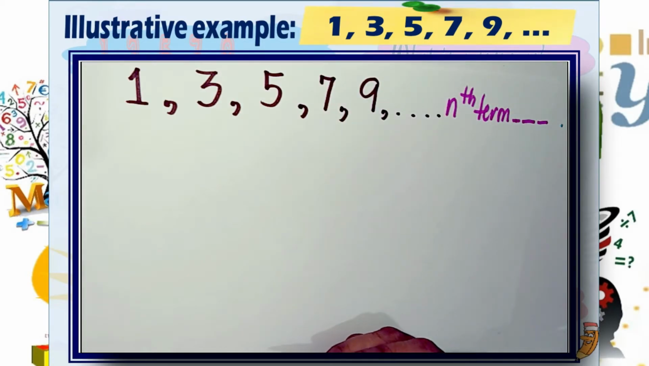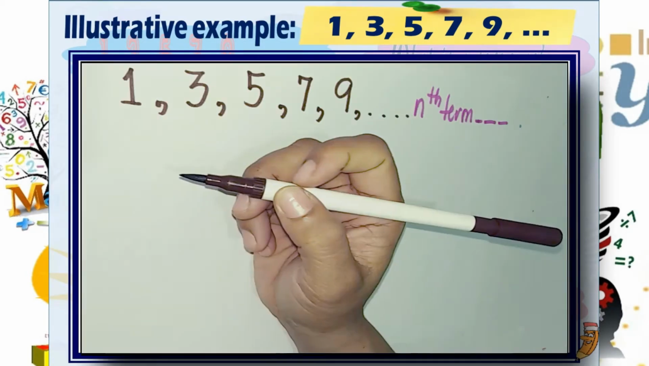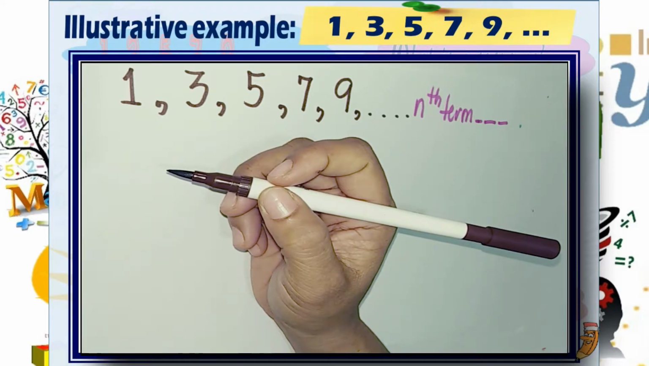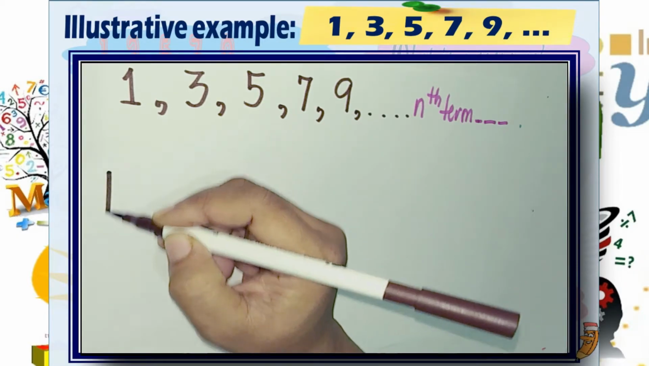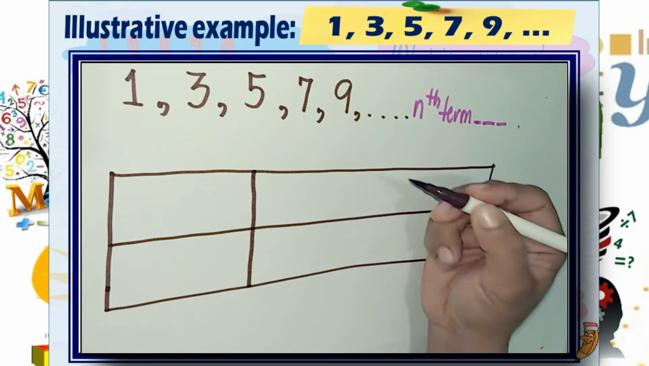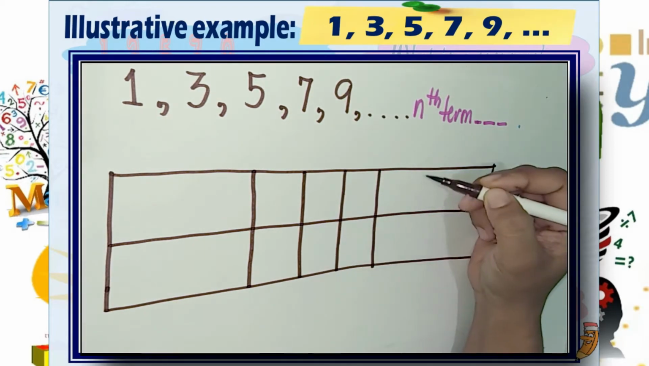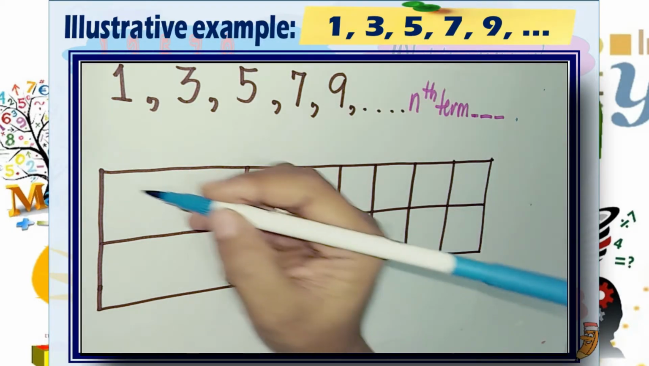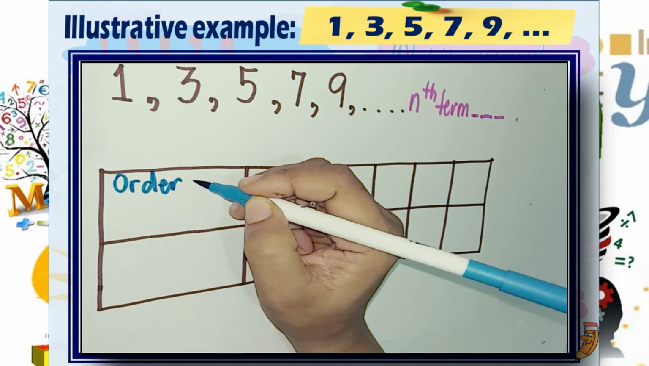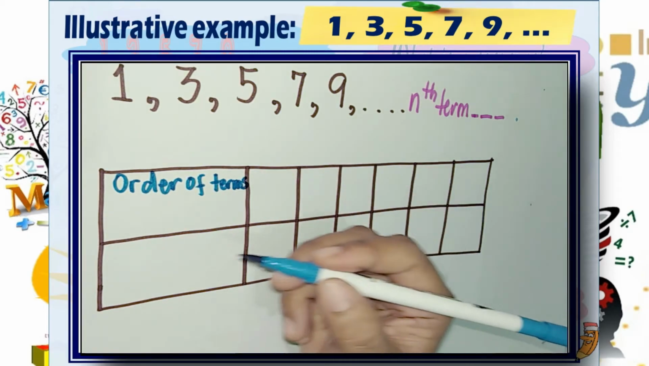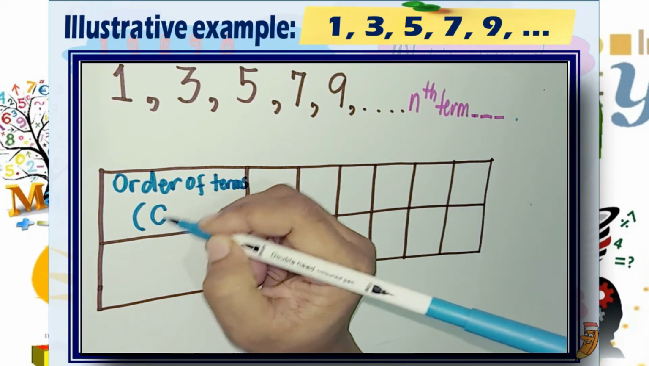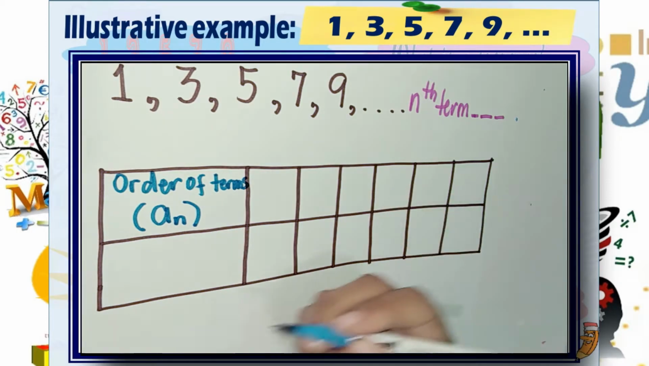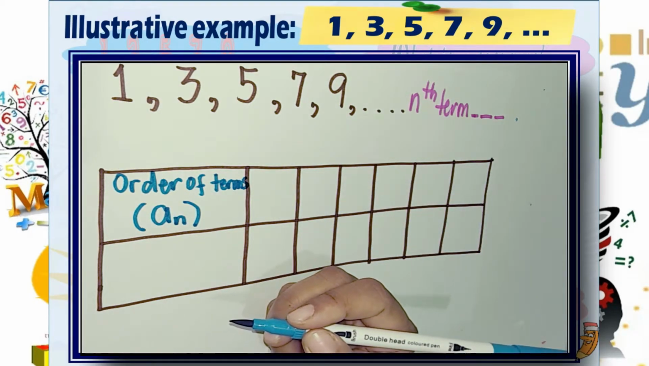Now, let's generate the pattern. The easiest way in generating patterns is by using table. The table consists of two rows. The first row is for the order of terms, or a sub n. And the second row is the corresponding value.